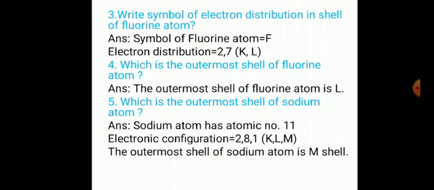Sodium atom has atomic number 11. Electronic configuration is 2, 8, 1. So K shell contains 2 electrons. L shell contains 8 electrons and the last shell, that is the outermost shell, M shell, contains a single electron. So the outermost shell for sodium atom is M.